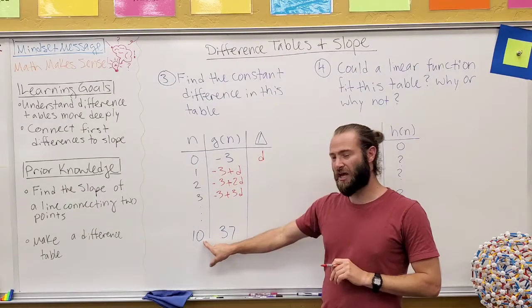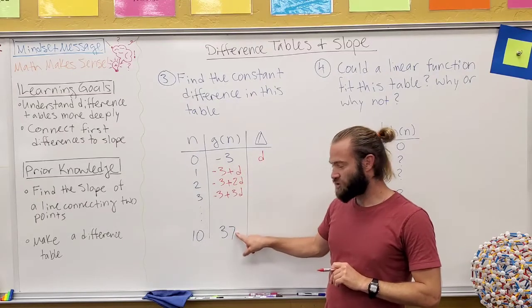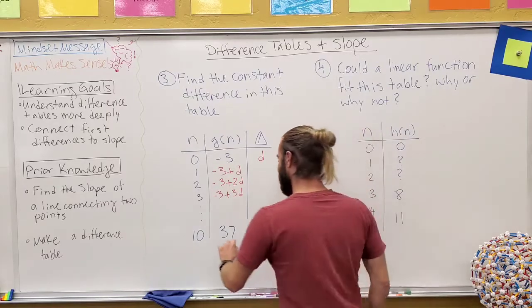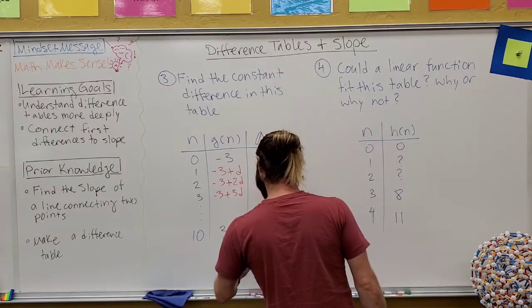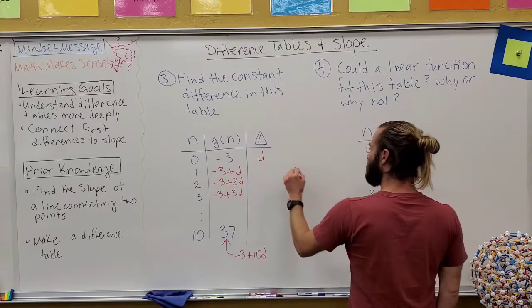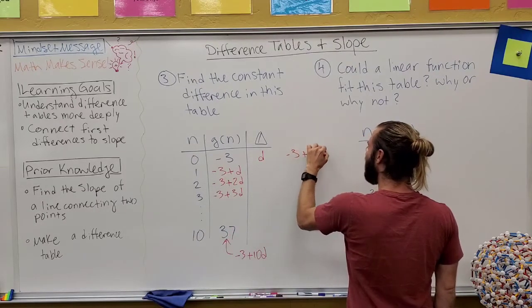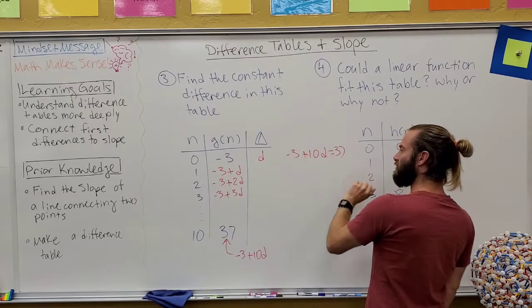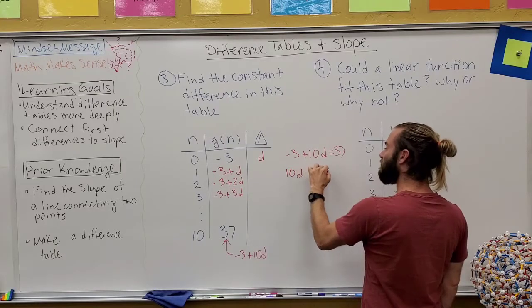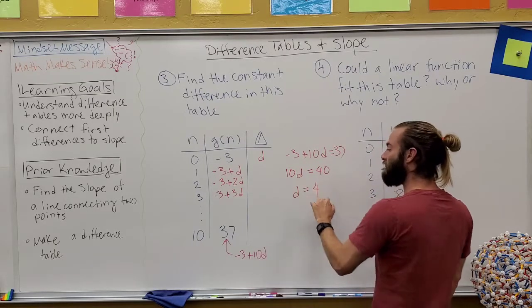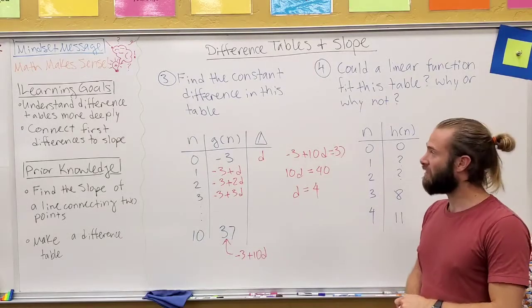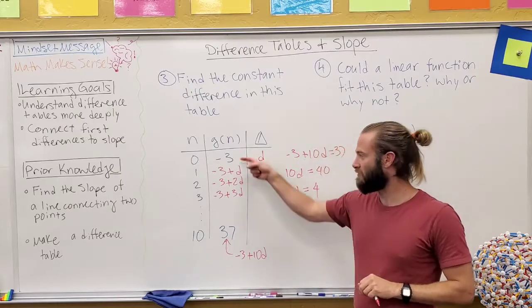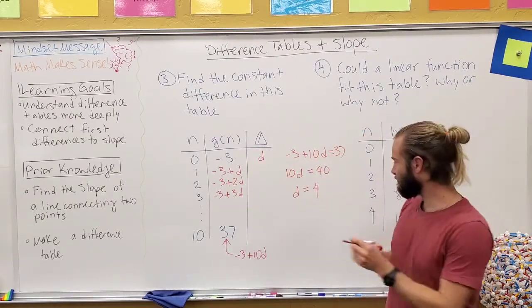So if I'm going to be at input 10, what should 37 be equal to in terms of this? We can see that this is going to be the same as negative 3 plus 10d. So on the side here, we can just do negative 3 plus 10d equals 37. If I add 3 over here, I get 10d equals 40, and therefore d equals 4. And we've got our answer. Find the constant difference. That constant difference is going to be 4 the whole time. I'm just adding 4, adding 4, adding 4.